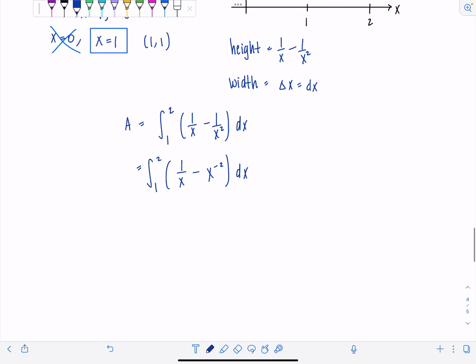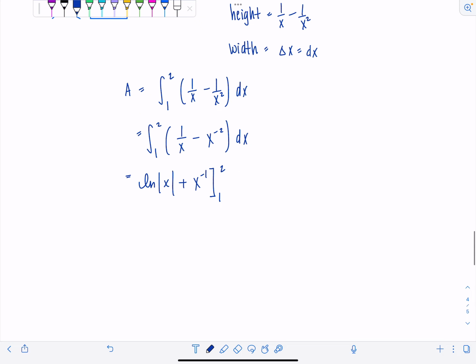So the antiderivative of 1 over x is ln absolute value of x, minus x to the negative second. So add 1 to the exponent. Now it's going to be x to the negative first, and then divide by the new exponent, divide by -1. Well, that's just going to cancel with the minus sign in the front and make it positive. So I'm just going to do that here so it looks clean. Evaluated from 1 to 2.